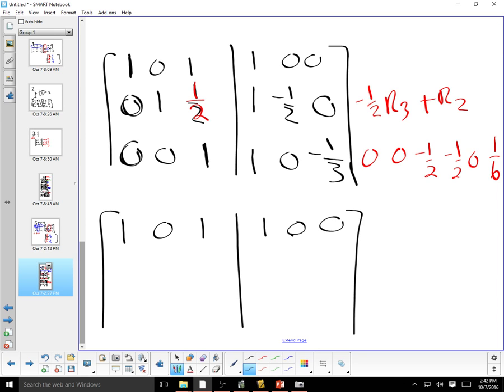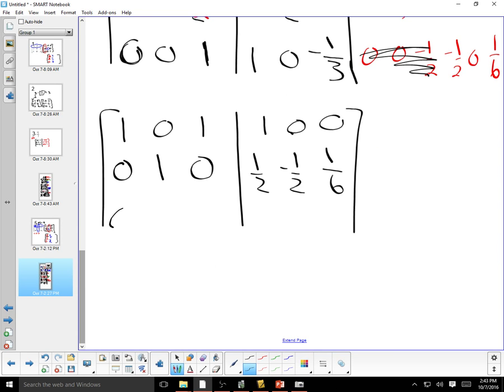So let's add them. 0 plus 0 is 0. 1 plus 0 is 1. 1/2 minus a half, 0. Which is what I needed. Now, let me get rid of those first 3. I don't want to get confused there. So 1/2 minus a half gives me a positive 1/2. Negative 1/2 plus 0 is still a negative 1/2. And then 0 plus 1/6 is still 1/6. And the last row doesn't change, so 0, 0, 1, 1, 0, negative 1/3.